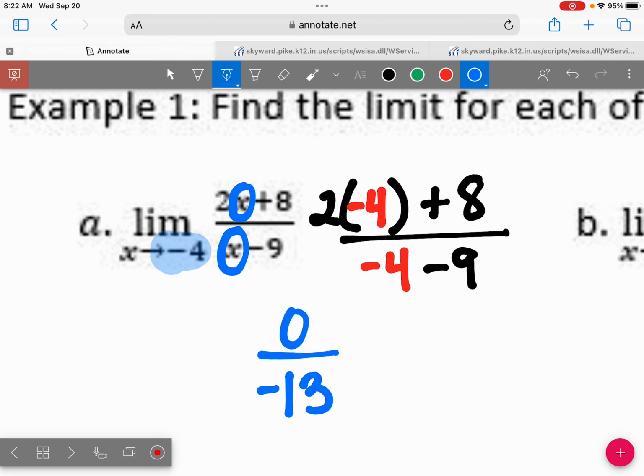If you actually type that in your calculator, do you get an error? You get 0. So that means that my limit at that point in this function is 0. Exactly. When x approaches negative 4, the limit or the graph is at 0.